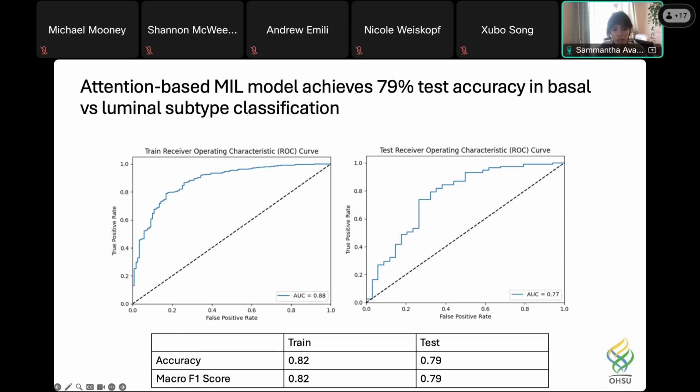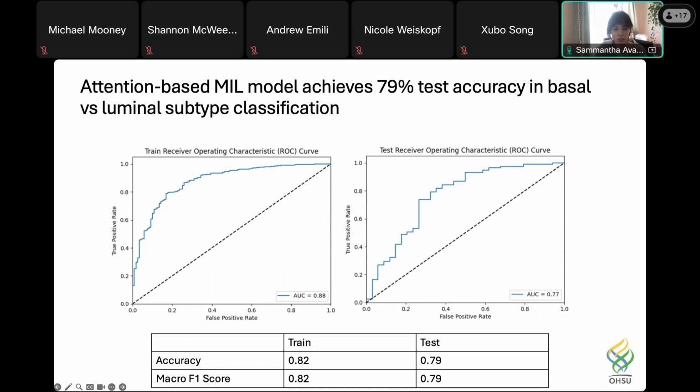And so this capability was reflected in our model's results, where we can see how during training it did achieve an accuracy of 82% and an accuracy of 79% for our test sample set. The macro F1 scores for both training and testing were the same as their accuracy results, showing that despite our class imbalance, the model still performed relatively well.